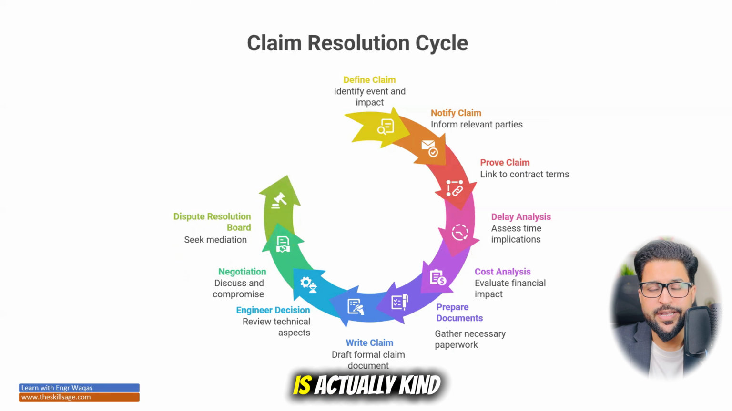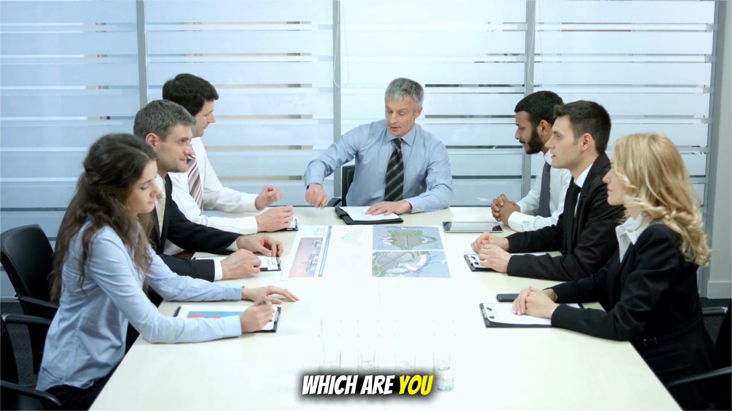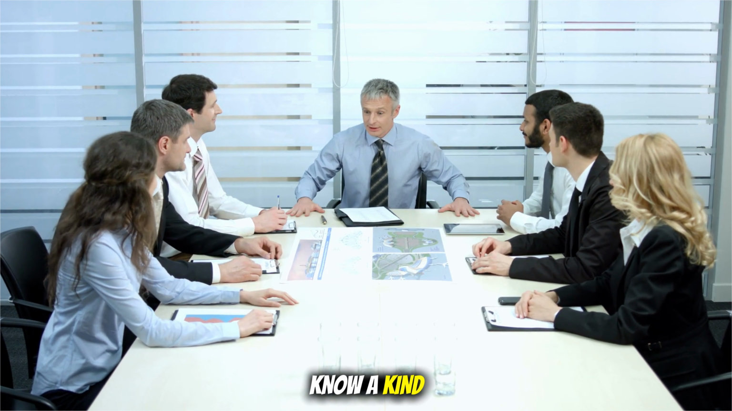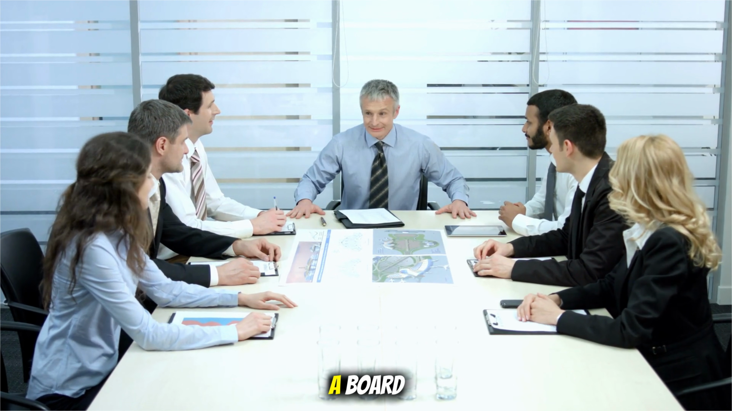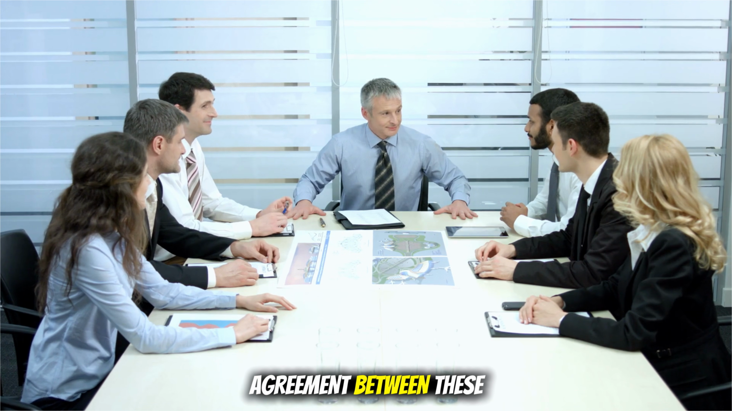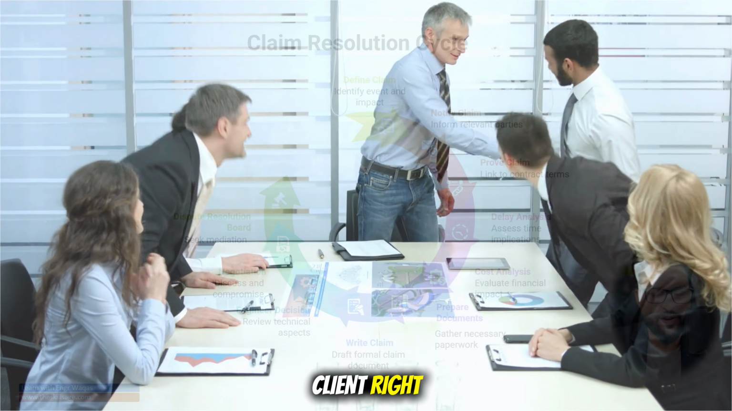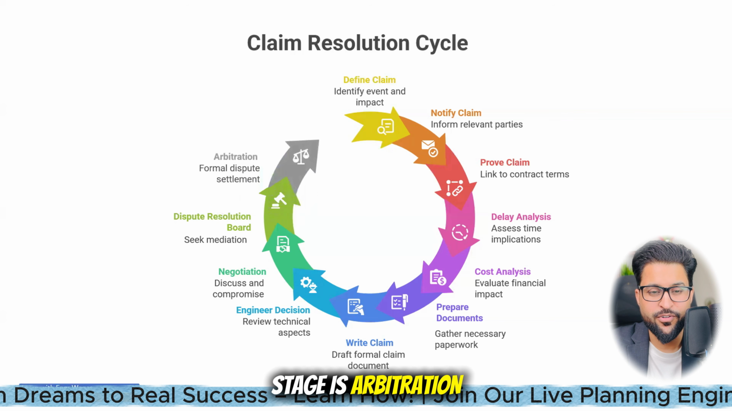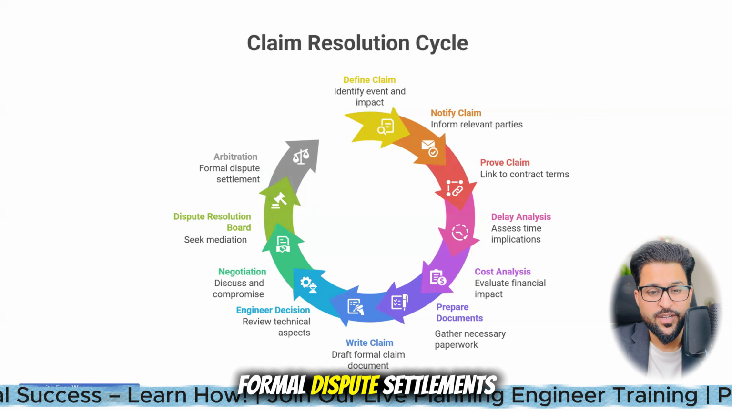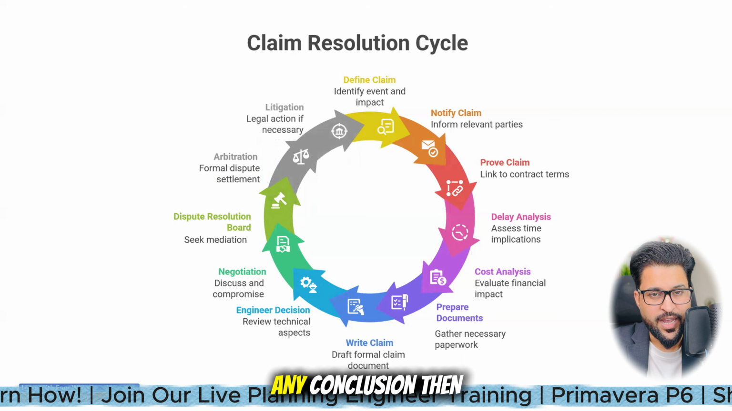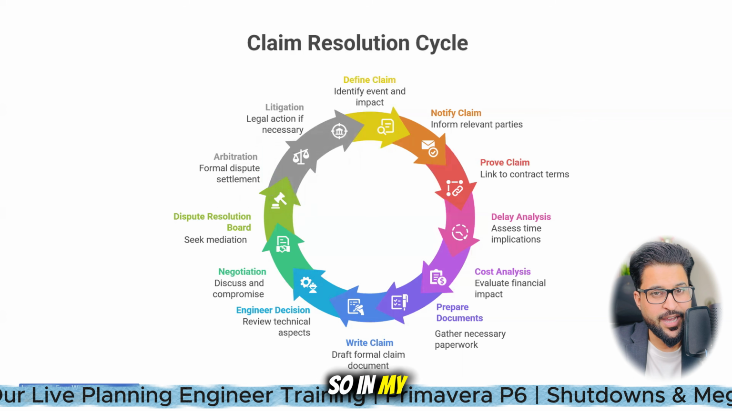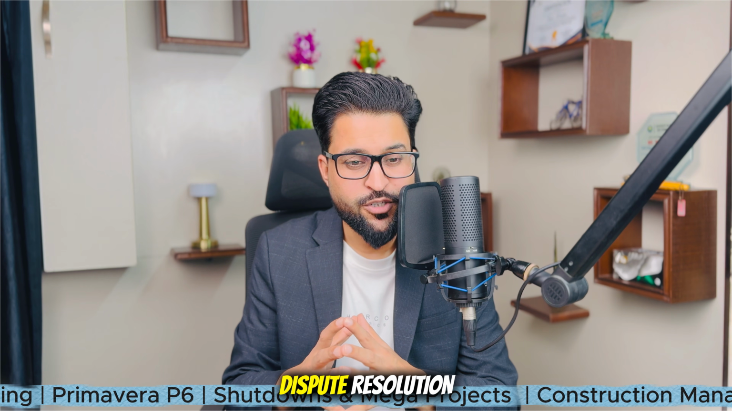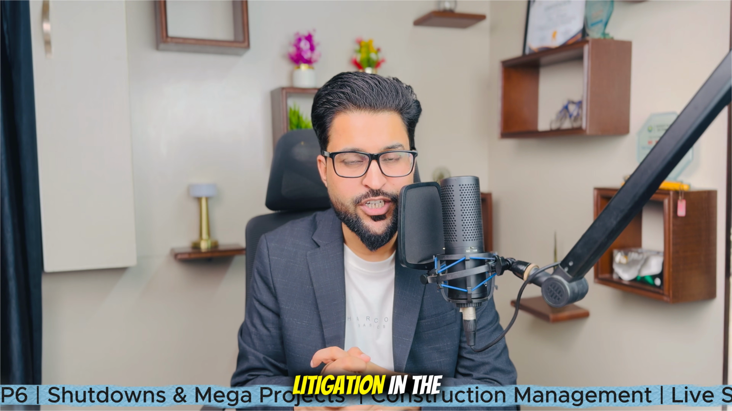The dispute resolution board is actually a kind of third party, a board which is going to make an agreement between all these parties, like the contractor and the client, right? And if it does not conclude in any kind of consensus or agreement, then the next stage is arbitration, right? Formal dispute settlement. And if no conclusion happens there, then litigation. So in my upcoming videos, I'm going to talk about these three stages one by one: dispute resolution board, arbitration, and litigation, in detail.